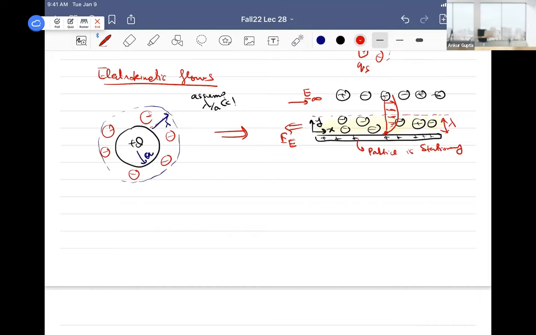And this is called the electroosmosis effect, where the particle is stationary and the fluid is moving. The left-hand side is called electrophoresis, where the particle is moving and the fluid is stationary. It's just a matter of reference, okay? So this gradient in velocity develops to balance Fe, okay? So that's the idea. The gradient in velocity develops to balance Fe. Make sense? Any questions there?